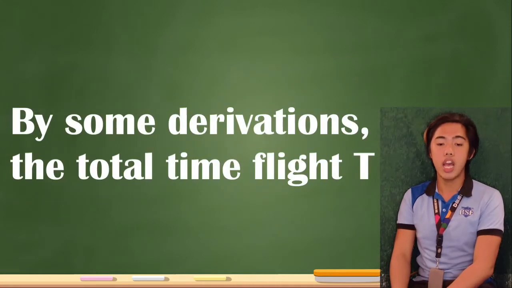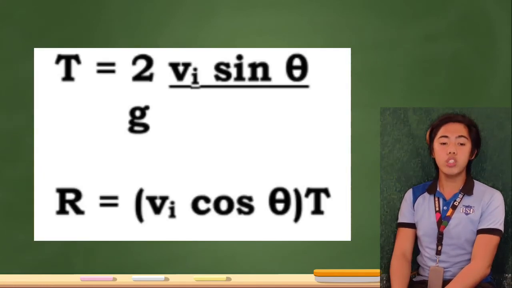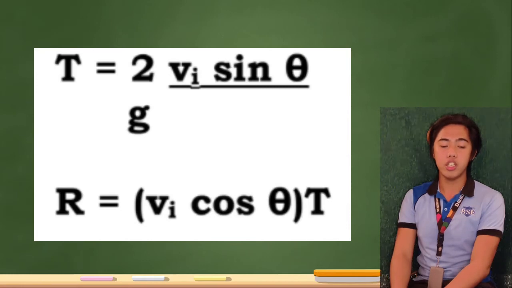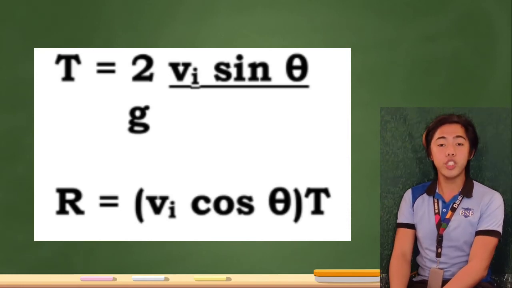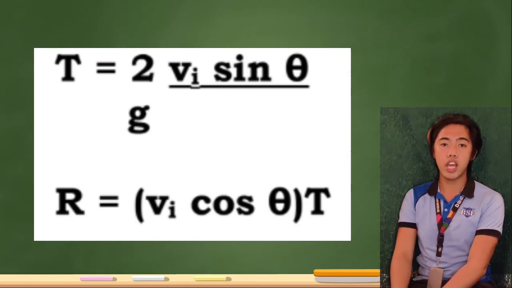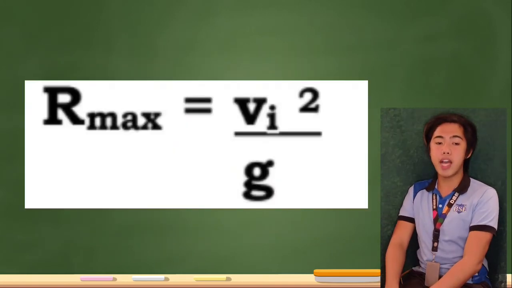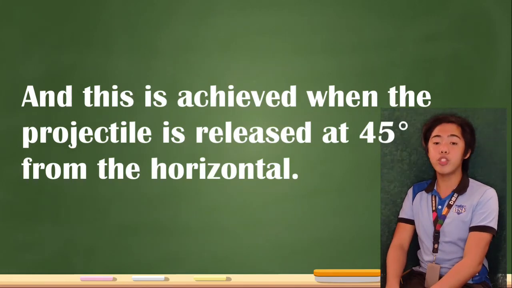By some derivations, the total time of flight t can be computed by the formula t is equal to 2 times initial velocity sine theta all over gravity. Since we already computed the total time of flight, or t, we can now compute for the range, which can be computed by the formula r is equal to initial velocity cosine theta times t. To find the maximum value of the range, we have maximum range is equal to initial velocity raised to 2 all over gravity. And this is achieved when the projectile is released at 45 degrees from the horizontal.